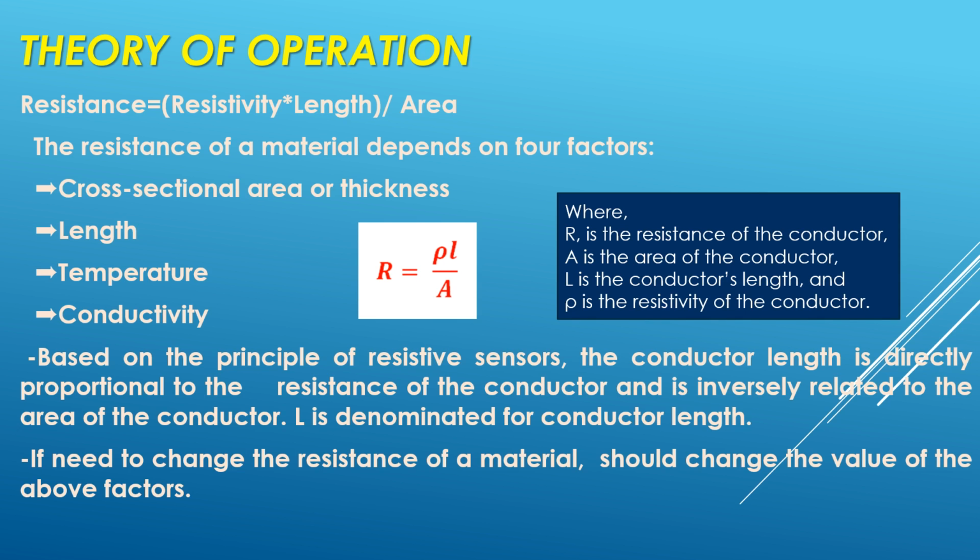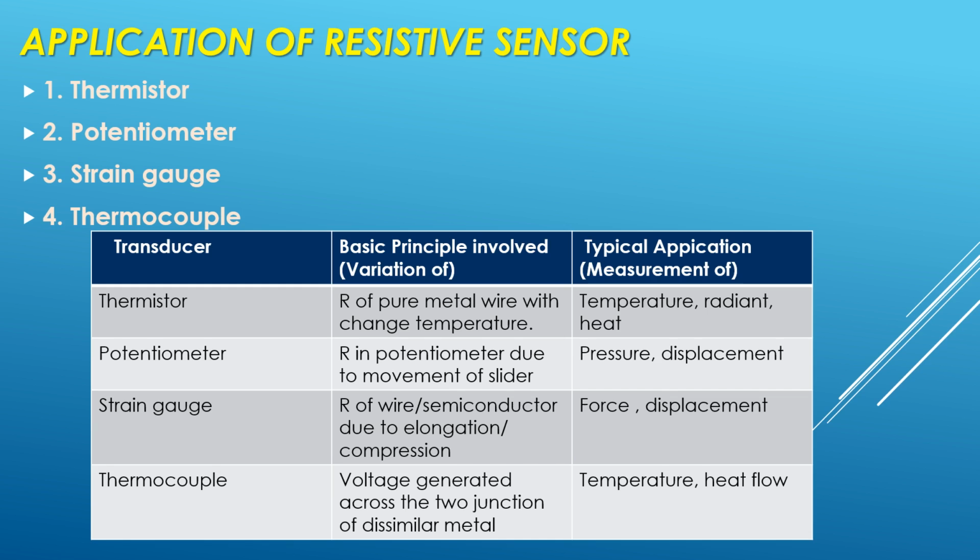Based on the principle of resistive sensors, the conductor length is directly proportional to the resistance of the conductor and inversely related to the area of the conductor. L is the numerator, the conductor length. If we need to change the resistance of a material, we change the value of the above factors. So I will use these four applications to present the resistive sensor.